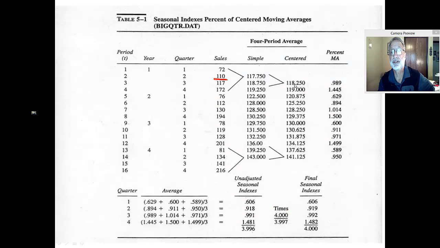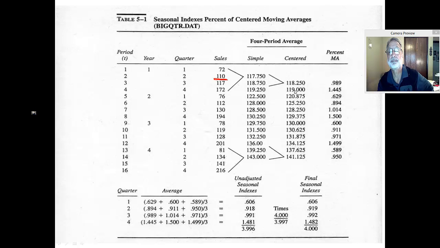So this is my representation of the trend. Notice now, I'm going to divide it into 117. 117 divided by 117.25 gives me 0.98. Okay, so what that tells me for the third quarter, relative to the trend, is that I'm down a little.